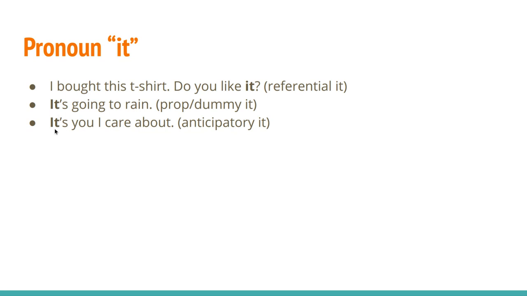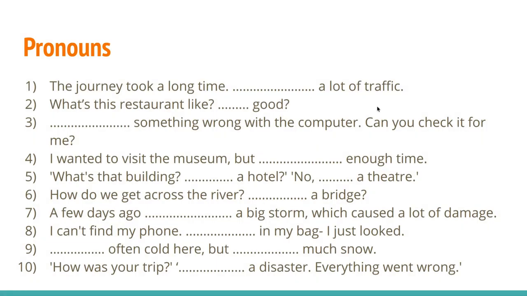Okay, so this it is making reference to my caring about you. Okay, it's you I care about. It is you. All right. So these are the three different uses for the pronoun it. Now, have a go at this activity as well. You have to complete either with there be or it be. Of course, you have to conjugate the verb be. Okay, don't forget about that. And you can share your answers in the forum as well.